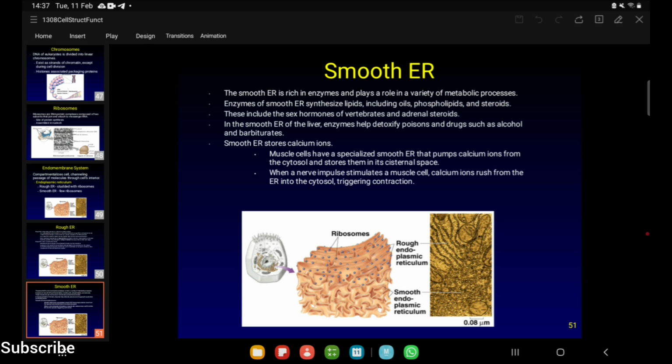Muscle cells have a specialized smooth endoplasmic reticulum that pumps calcium ions from the cytosol and stores them in its internal space. When a nerve impulse stimulates a muscle cell, calcium ions rush from the smooth ER into the cytosol, triggering contraction.